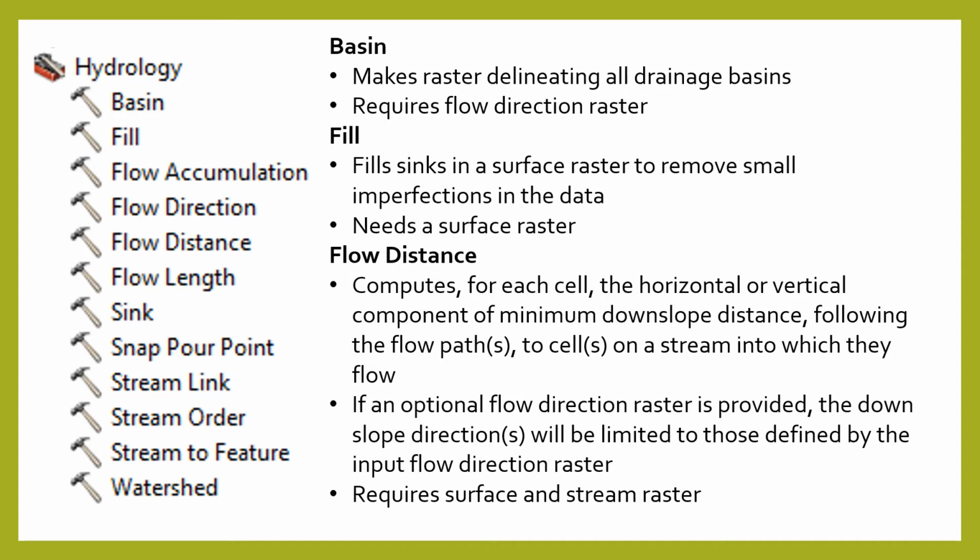It computes for each cell the horizontal or vertical components of minimum downslope distance. It follows the flow path from the cells to the stream that they flow to. It's an optional tool that can do some other things there, but ultimately it requires a surface and a stream raster.